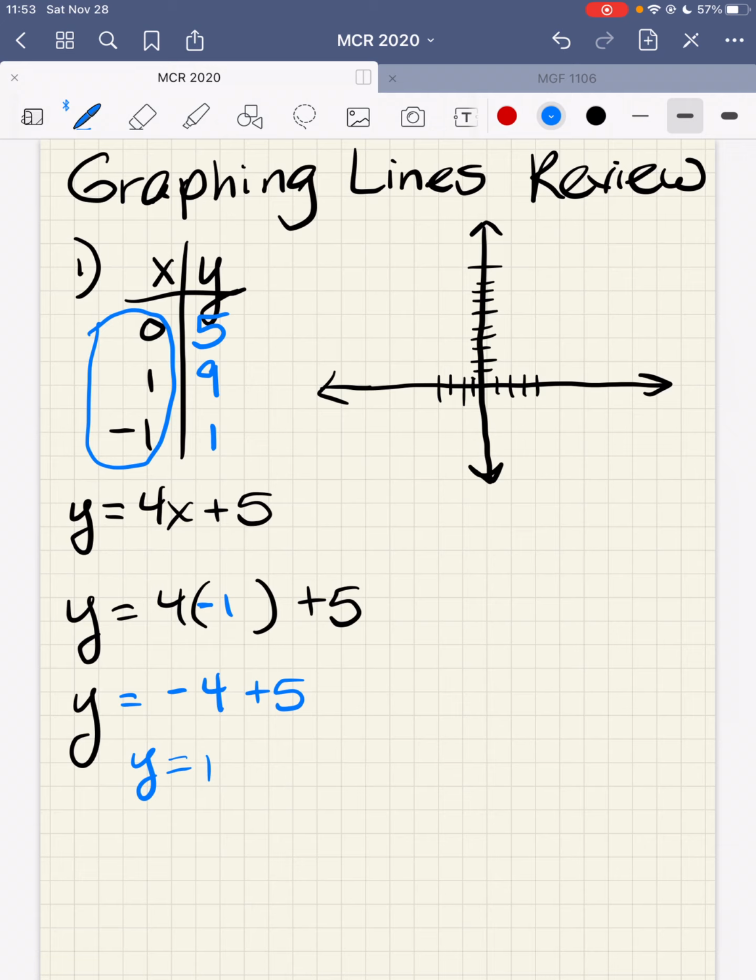All right. So I have 0, 5. Each of these is worth 1. I have 1, 9. And I have negative 1, positive 1. And this gives me a very steep line that looks like this. If I wanted to, I could figure out its slope by using rise over run. We're not going to deal with that right now. Let's look at the second one.